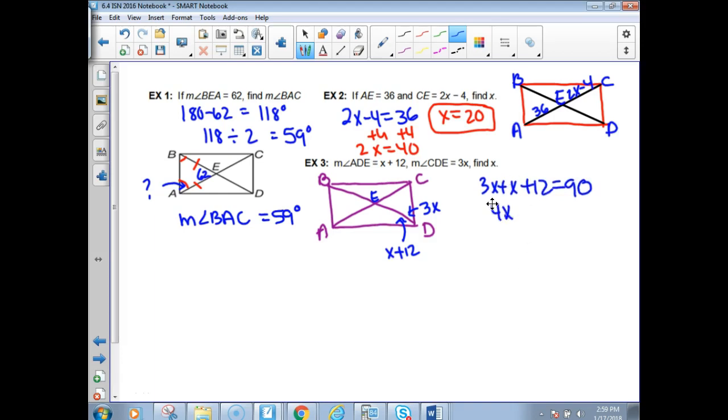Add your like terms. 4x plus 12 equals 90. Subtract 12. 4 times x is 78. And then divide by 4. 19.5. Yeah, I was going to say, I think it's a decimal. X is 19.5.